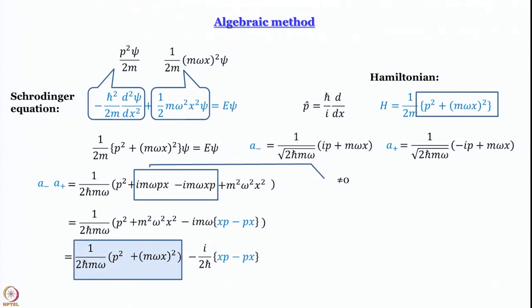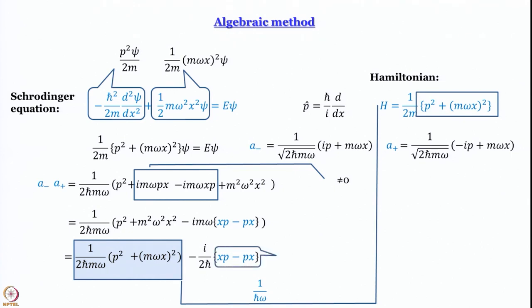Now see, what is the first term? Isn't it something that is closely related with the Hamiltonian? Yeah? Just multiply this Hamiltonian 1 by 2 m p square plus square of m omega x by 1 by h cross omega and you get what you have on the left hand side already. Yeah? So, a minus a plus is equal to the first term is going to be 1 by h cross omega h. Remember what we are trying to do? We are trying to express the Hamiltonian in terms of ladder operators. We have already made some progress in that.